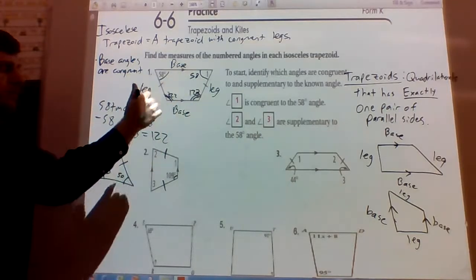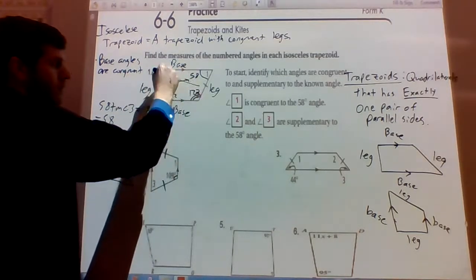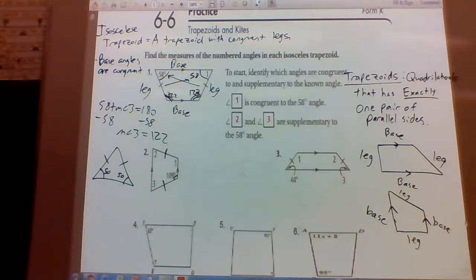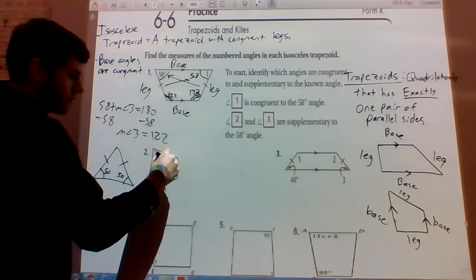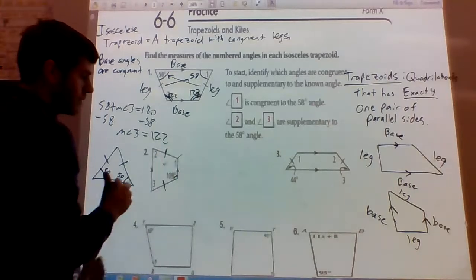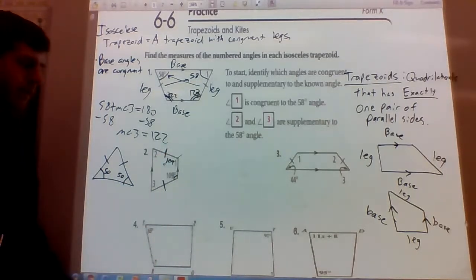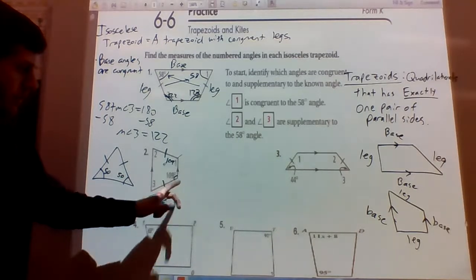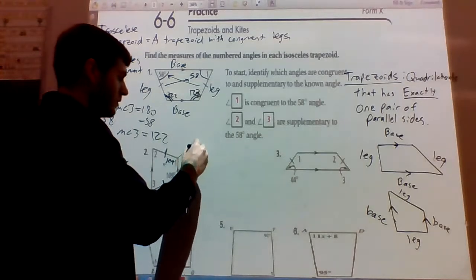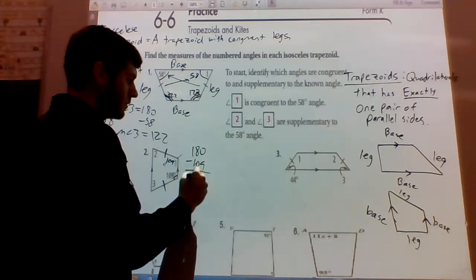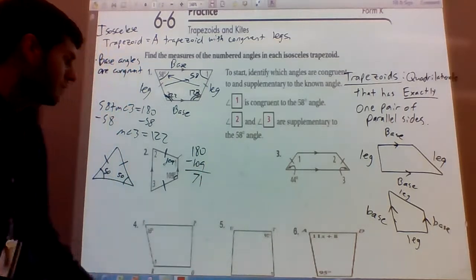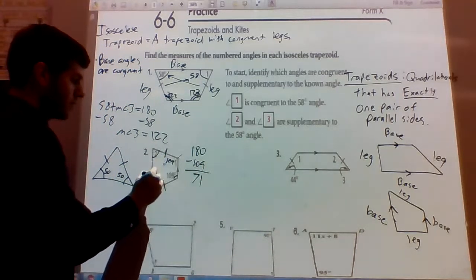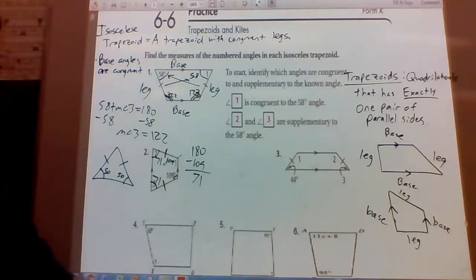If this is 58, the base angle is going to be 58 as well. So since it's isosceles and this angle is 109, this angle is also going to be 109. So the measure of angle 1 is 109. And then we know angle 3 and the 109 degree angle here are supplementary. So 180 minus 109 is going to give us 71. And then we know these angles are congruent, so if this is 71, this one is also going to be 71 for an isosceles trapezoid.